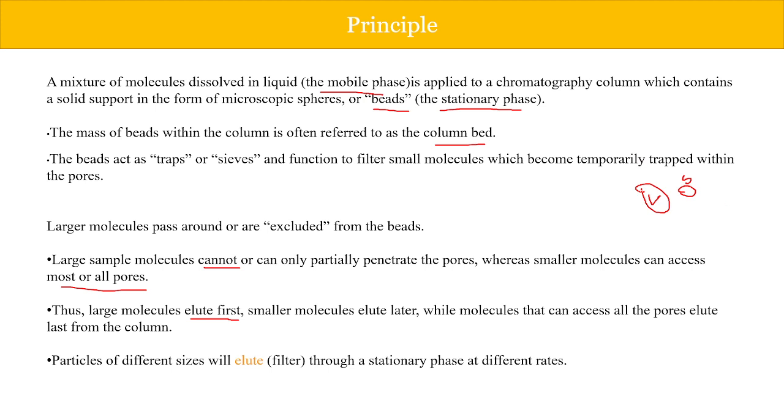So the larger molecules can easily enter these larger pores and can also escape fast. So the escaping property of these larger molecules is faster. That's why they elute faster.